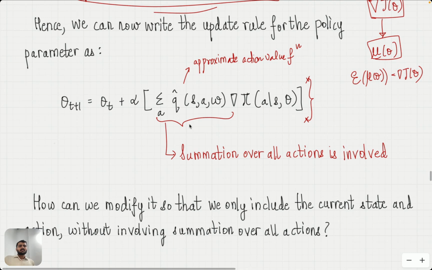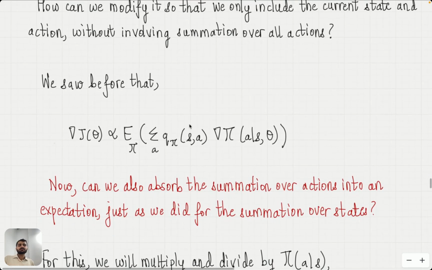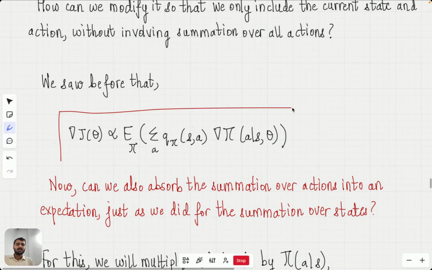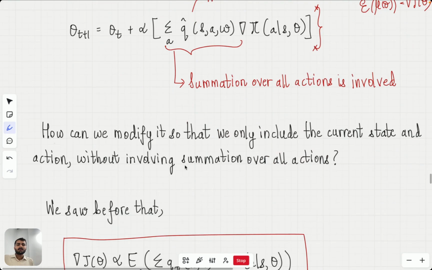Remember, we have done something similar above. We have replaced summation over all the states by the expected value. And now we want to get rid of this summation over all the actions. So there is a mathematical trick which is used to do this. Before this, what we had obtained was the gradient of the performance measure is proportional to the expected value of summation of q pi s comma a into grad pi. This is what we had written over here.